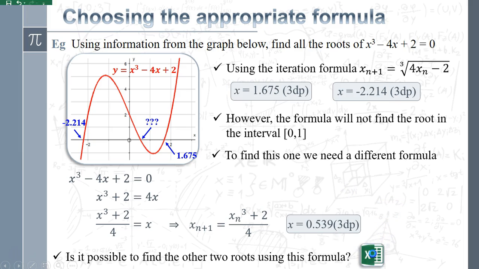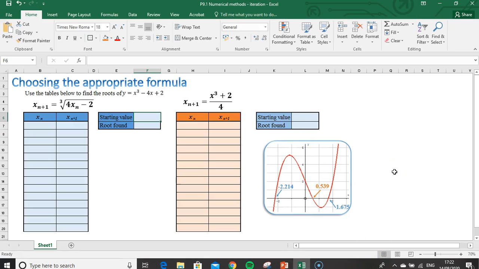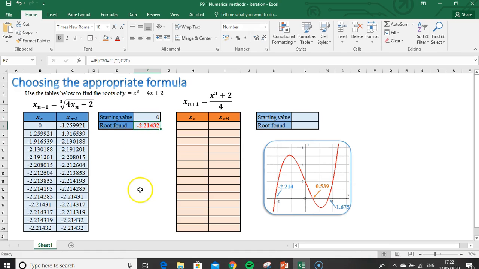So what I'm going to do now is just jump into Excel and have a little look at what's going on. So here's my graph from my previous screen. What I've done is set up Excel just to essentially do the iteration. So what we've got here, in this blue table, calculates values using this formula here. So if we start off with a starting value of 0, for example, if I put that in, you'll notice straight away it goes through the iterations, and we've ended up at this minus 2.214 root.